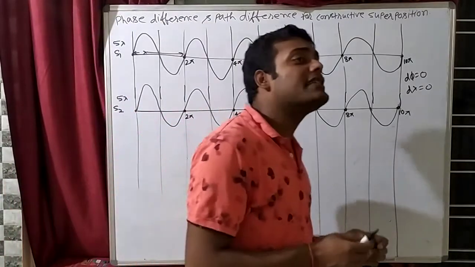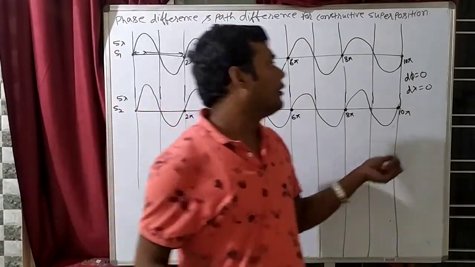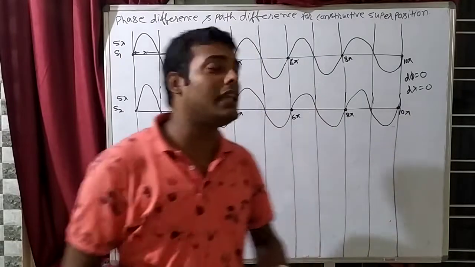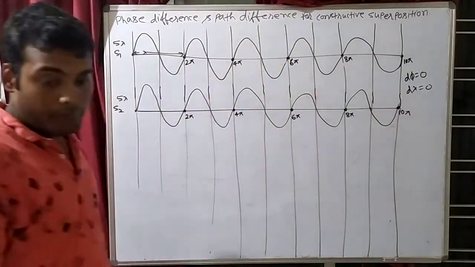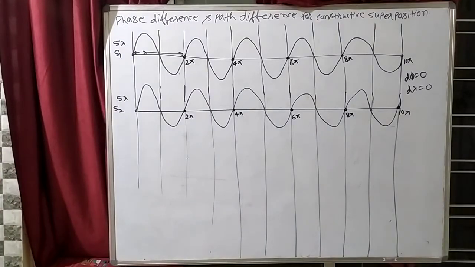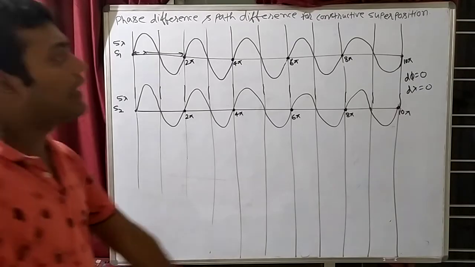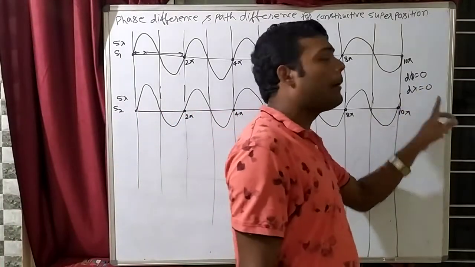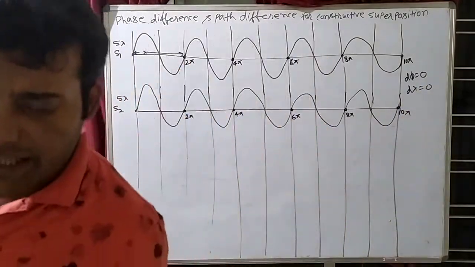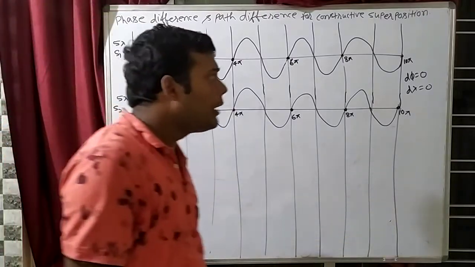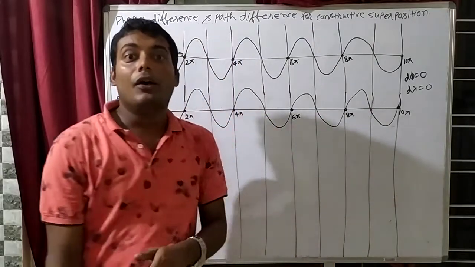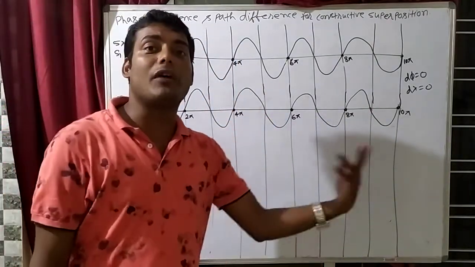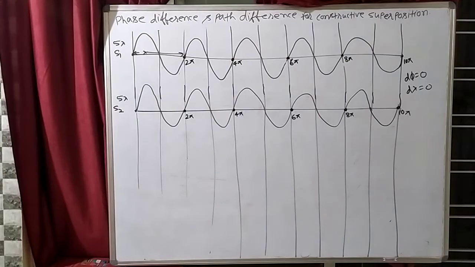So if I ask you, is there any path difference between both? No, obviously no. So delta lambda will be how much? 0. Delta lambda means change in path length. Clear? So is this constructive or not? Yes, this is constructive. So first constructive we are getting at phase difference 0 and path difference 0. That means when the phase difference and path difference both are 0, then we will get constructive superposition. What did I say? When the phase difference and path difference are 0, we will get constructive superposition.